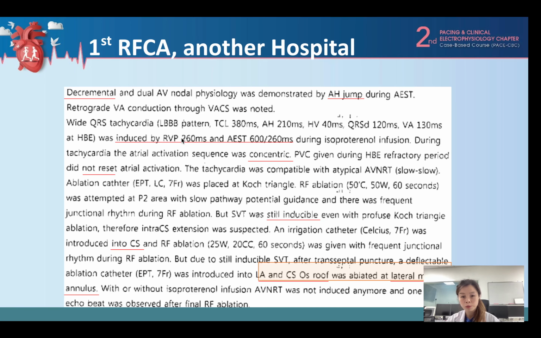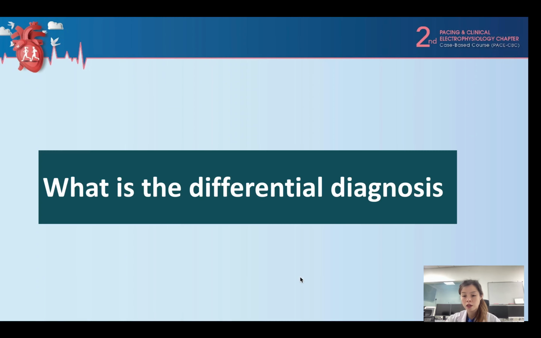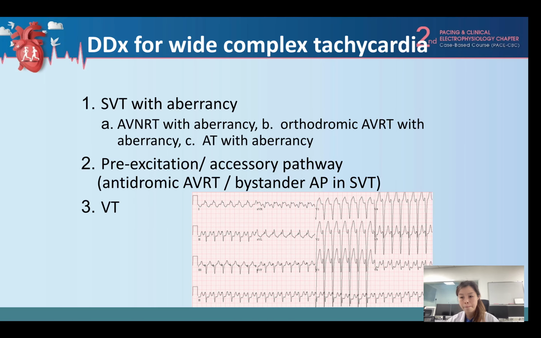This is the ablation report in that hospital. According to the report, similar wide complex tachycardia and LBBB could be induced. A typical AVNRT was diagnosed. However, the patient had persistent tachycardia despite extensive ablation at the Koch triangle. Therefore, they also attempted ablation at the CS roof and lateral mitral annulus. So, what will be the differential diagnosis for this patient, and what should be our management plan?